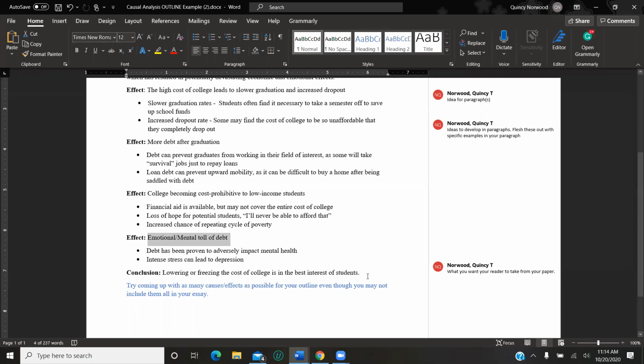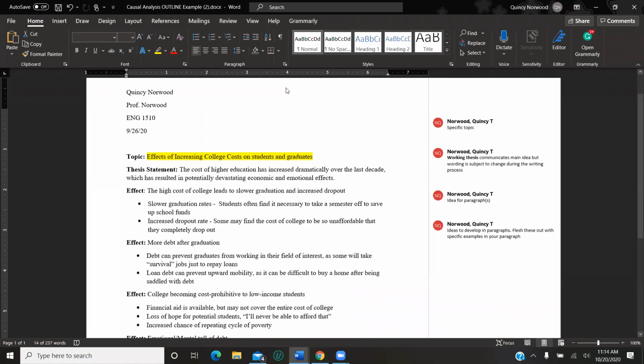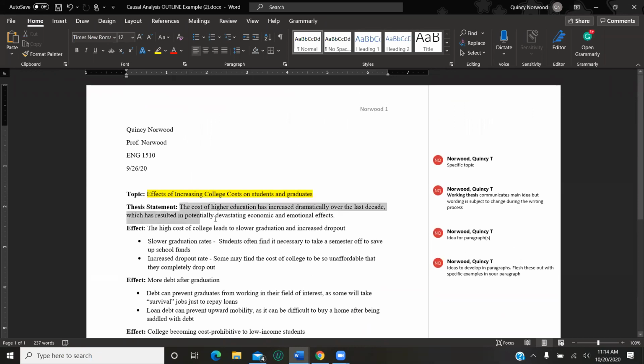And then here, what do you want your reader to take away from your paper? Lowering or freezing the cost of college is in the best interest of the student and really society at large. But if I were to fully develop this paper, I'd take it a step further: free education. Does the thesis statement come there again, stated at the end of the intro and the end of the conclusion? You can reiterate your thesis statement, but don't just copy and paste it into your conclusion. You definitely want to revisit your main idea in your conclusion. Really, you want to bring your reader full circle.